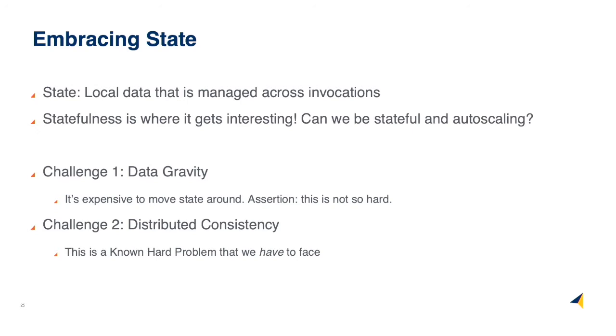Yeah? So there's two sort of challenges to getting this kind of state in your functions. One of them is that data is expensive to move. And if functions are moving around, because it's auto-scaling, right? It's growing and shrinking over time. You have to move the data as you move the functions. And that's true. It is somewhat expensive.